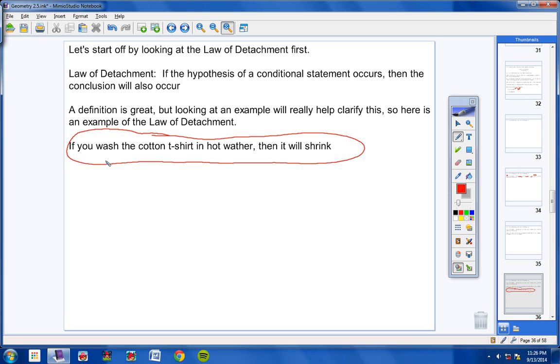If you wash the cotton t-shirt in hot water, that should be water. Sorry about that. I do know how to spell. In hot water, then it will shrink. All right?